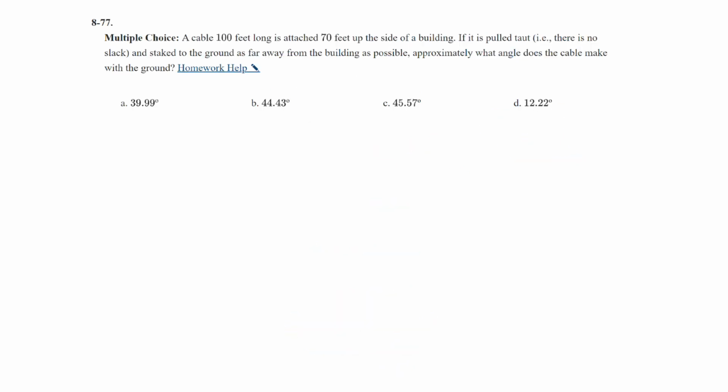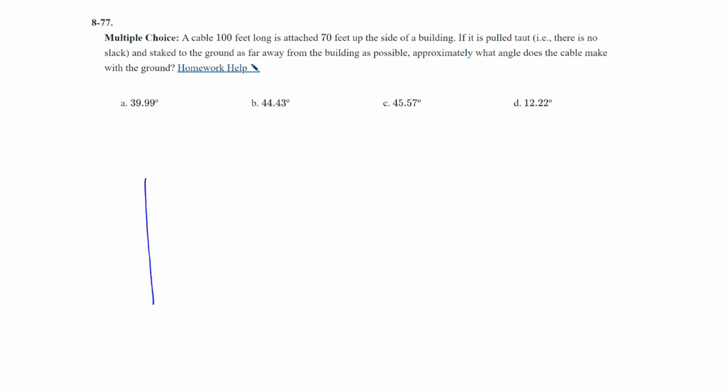All right, question 77, multiple choice. A cable 100 feet long is attached 70 feet up the side of the building. If it is pulled taut, there is no slack, and staked to the ground as far away from the building as possible. Approximately what angle does the cable make with the ground? All right, let's get a diagram here. So the cable is 100 feet long. It's attached 70 feet up the side of the building.